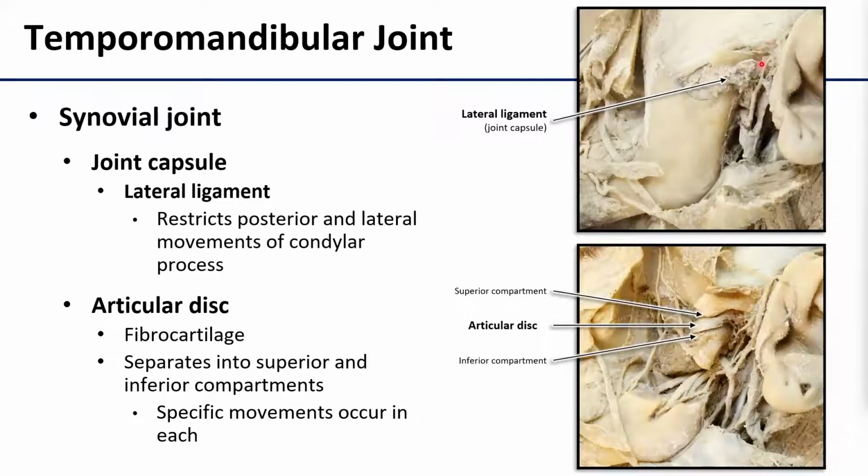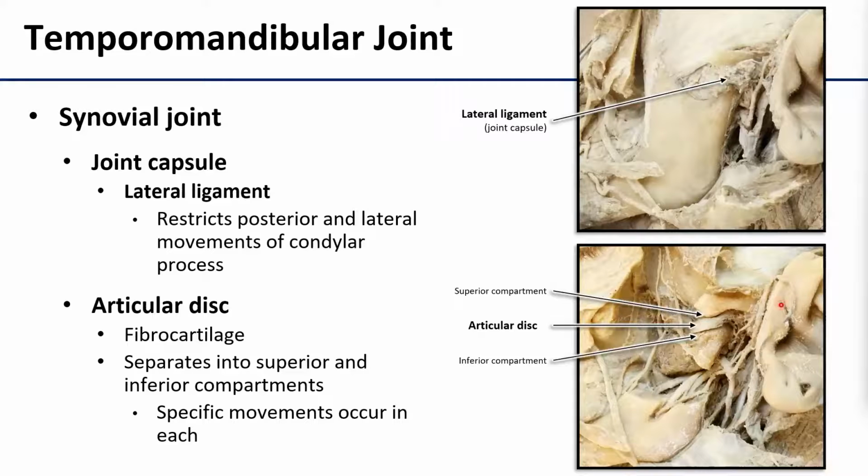It covers the condylar process here. So it surrounds the condylar process as it sits in that mandibular fossa. And it makes up most of the lateral surface of the capsule. So yes, this is an individual ligament, and yes, it is part of the joint capsule. Its fibers help to keep the movements happening here within a specific range, so they restrict posterior and lateral movements of that condyle.